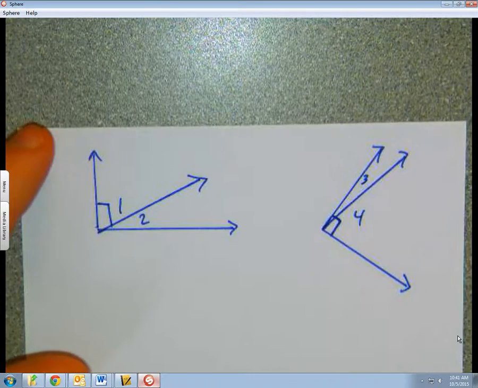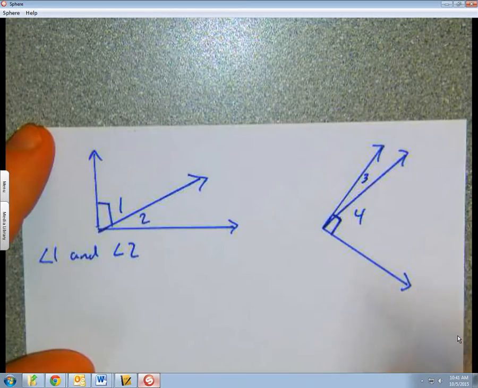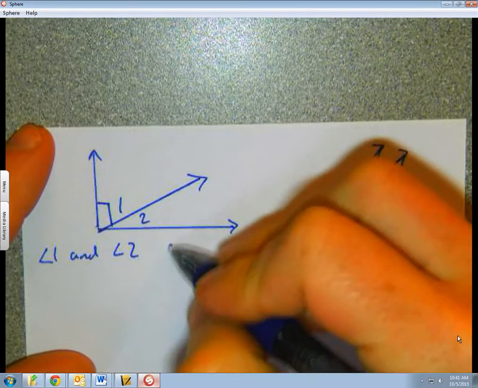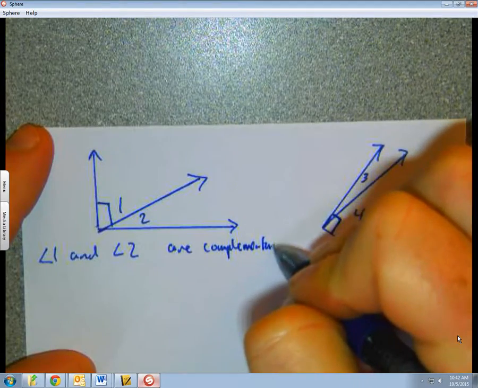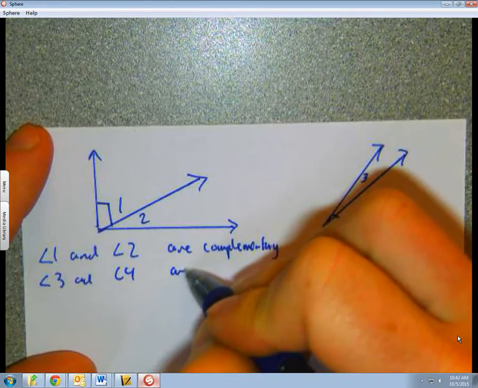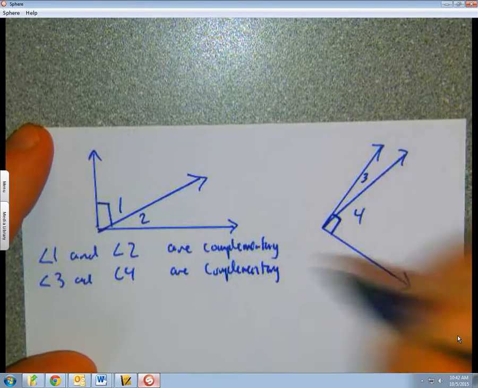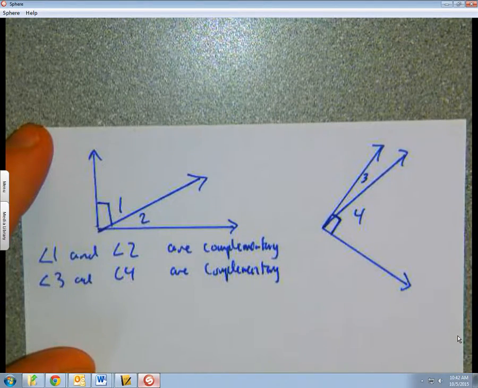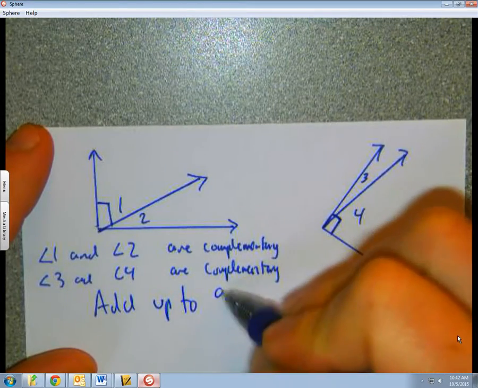Okay, so angle 1 and angle 2 are complementary. And angle 3 and angle 4, those are both complementary. So, what is complementary? Well, they add up to 90 degrees.